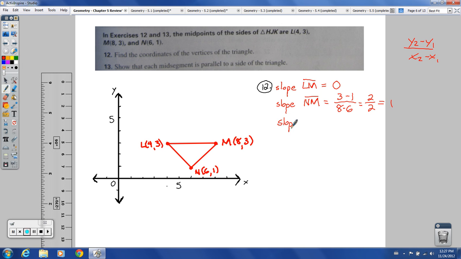And the slope of LN, this line, that looks to be similar. It looks like you're going down 1, right 1, down 1, right 1, but just plug in the numbers too. So let's call this x1, y1, x2, y2.